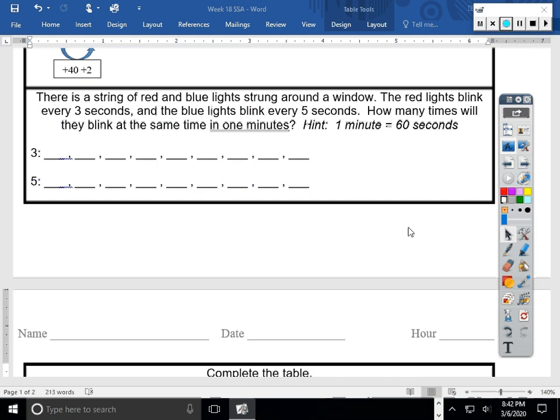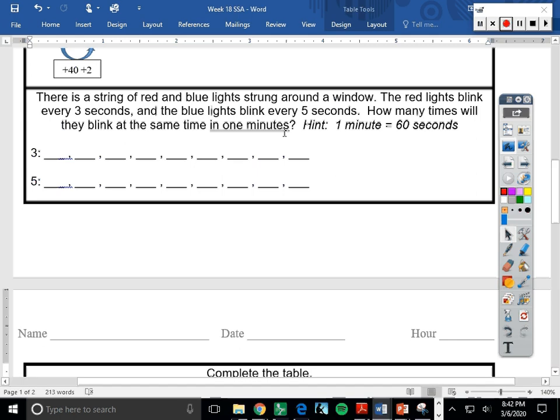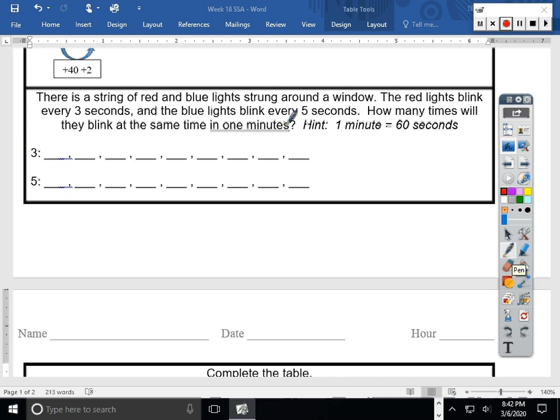Oops, that should probably not say 1 minute. It should probably say in 1 minute. Helps if you're on a pen also. All right, so we'll fix that up a little bit. So you're helping me be a better editor for next time around.